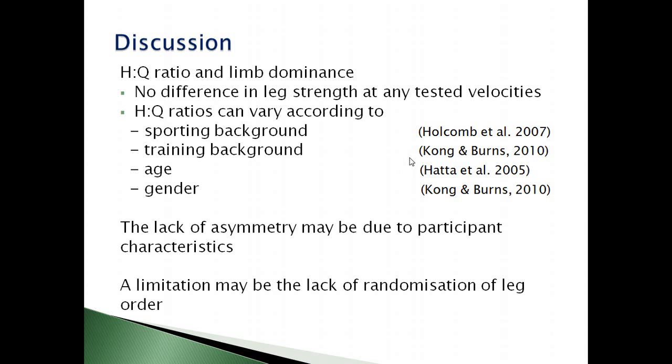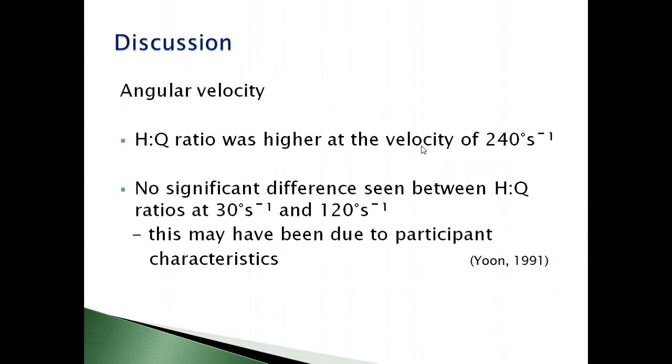A limitation to the study may have been the lack of randomization of leg order, which may have favored one group of participants in terms of limb dominance. The HQ ratio was significantly higher at the velocity of 240 degrees per second, which is consistent with most previous studies. No significant difference was seen in the HQ ratio between 30 degrees per second and 120 degrees per second, which is mostly inconsistent with previous studies.